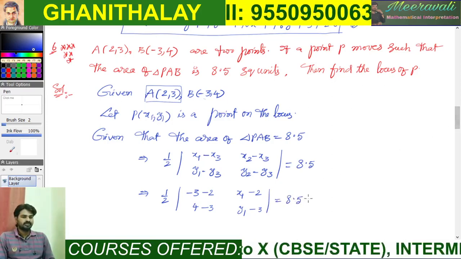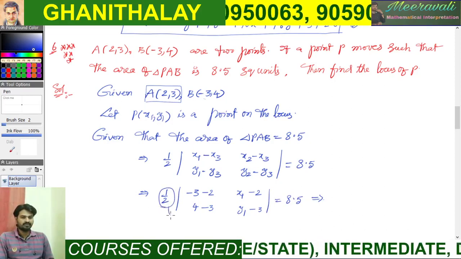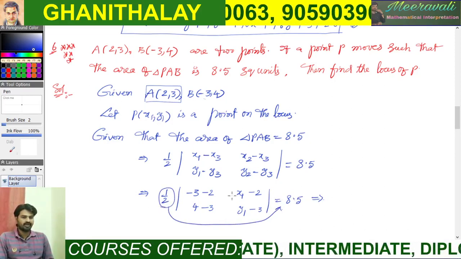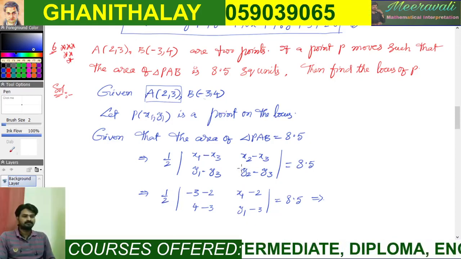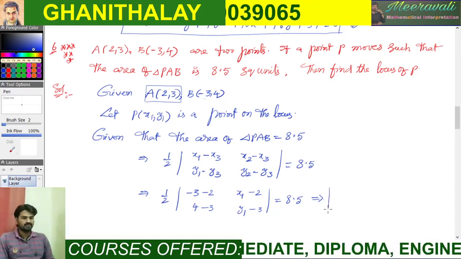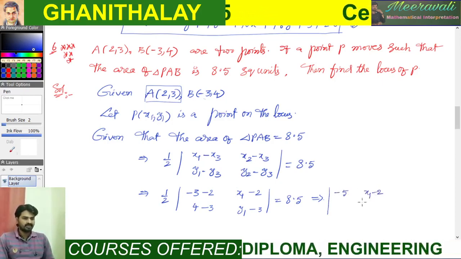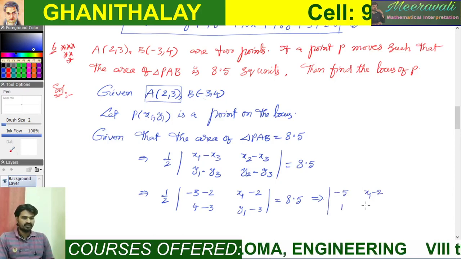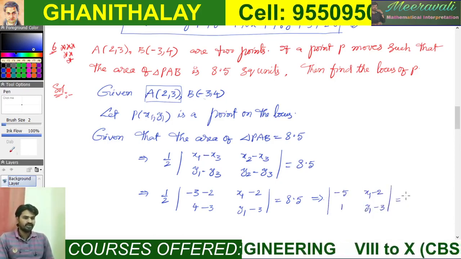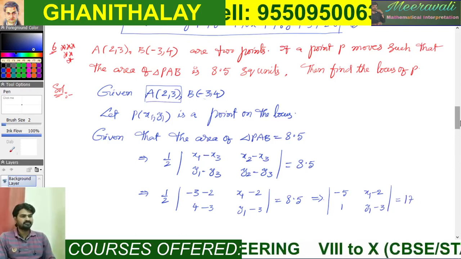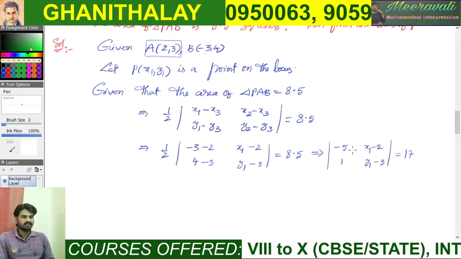8.5. So now I am going to take it 1 by 2 to the right side. 8.5 into 2, that will be how much? 17. Now this will be minus 5. This is x1 minus 2. This is 1. y1 minus 3. On right hand side what will we get? 17. Okay. Now here doing cross multiplication like that.